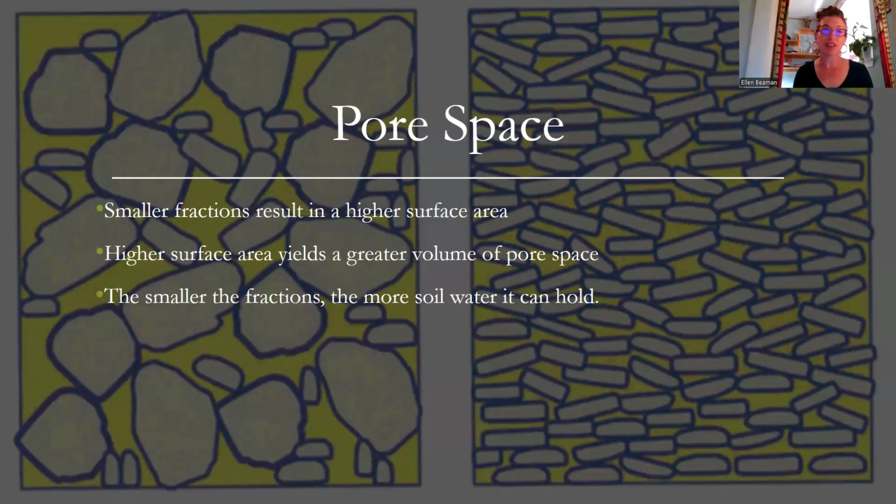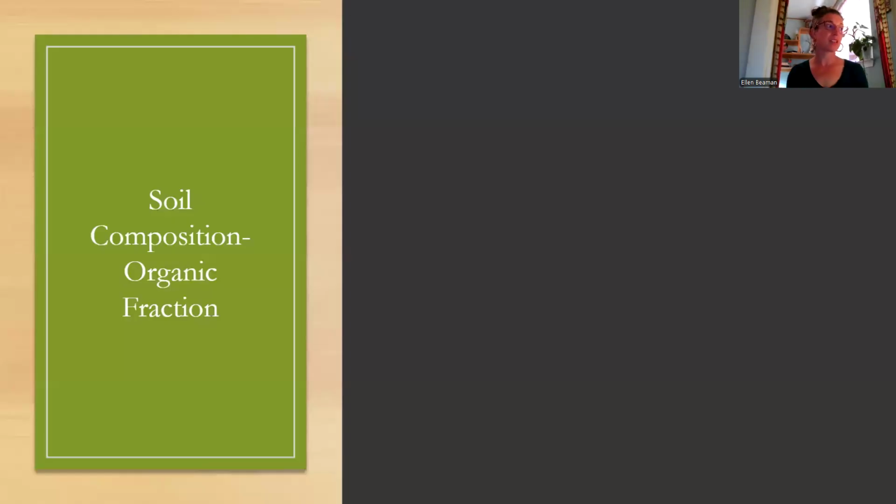And just one of my favorite little facts, a tablespoon of clay has the same surface area as a football field. So very, very high surface area that comes as a result of having very, very small individual particles. So that is the mineral fraction, sand, silt, and clay. We good? We've got it.